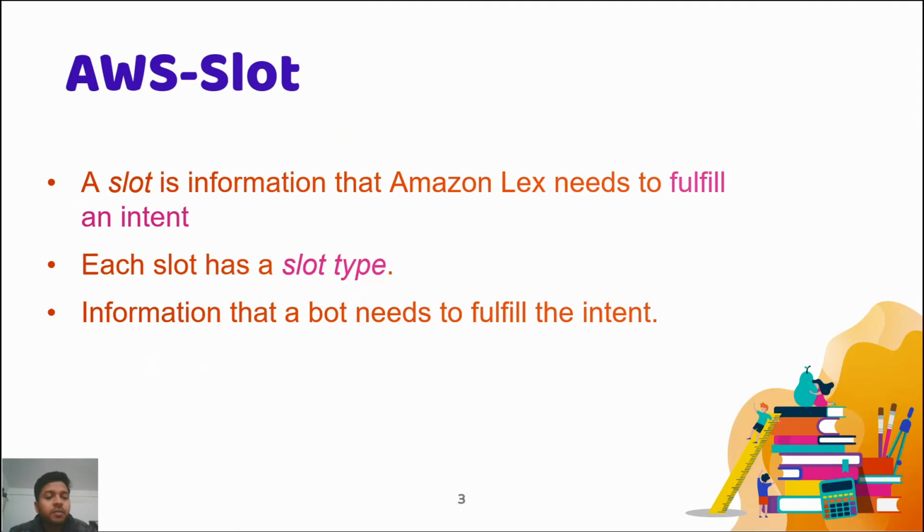The third point is that a slot is information that a bot needs to fulfill the intent. Again it is question and answer: once you give a reply to a question, the bot can go on to fulfillment. So the third point is fine, and now we move on to our lab part.